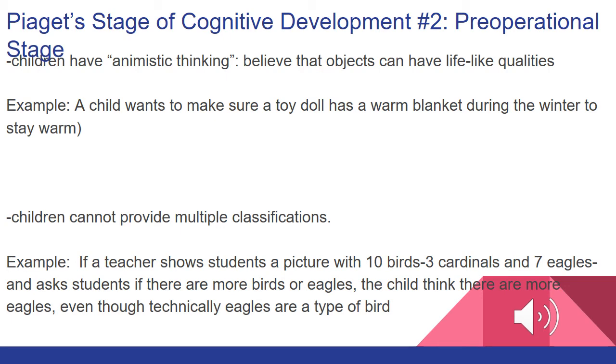Another thing to note is that children cannot provide multiple classifications of something. So let's say a teacher shows students a picture of 10 birds. 3 of those are cardinals and 7 of them are eagles. And then the teacher asks the students, are there more birds or are there more eagles? Well, the child is going to answer there's more eagles. They're not going to be able to realize, actually this is somewhat of a trick question. They're actually both types of birds. So they won't be able to distinguish that there's 2 different classifications. So they'll only be able to distinguish those things from name only.